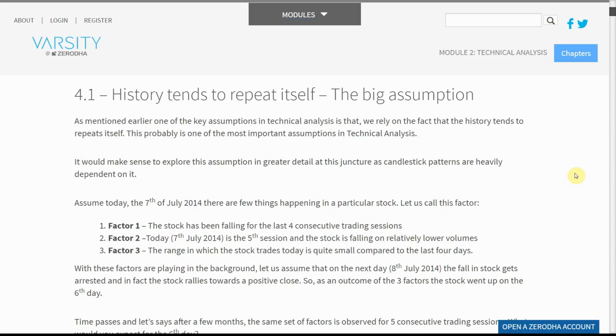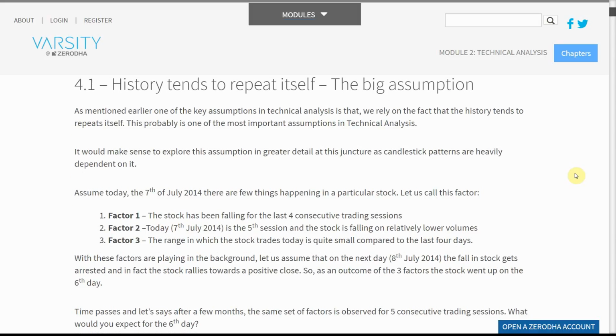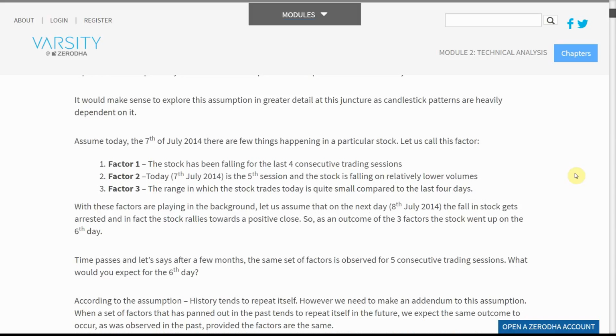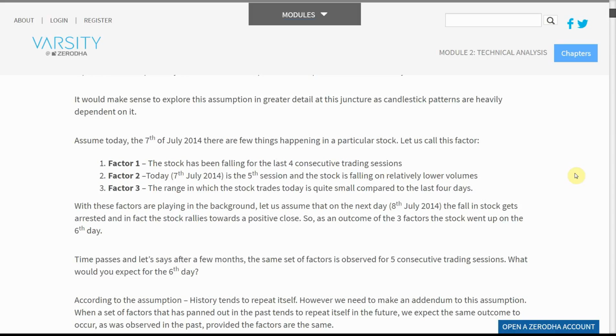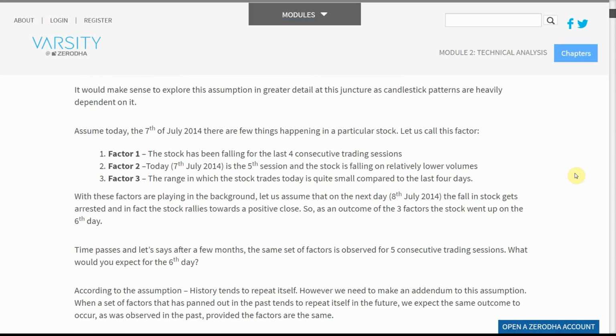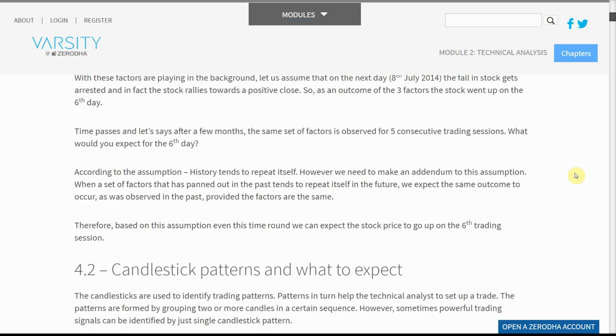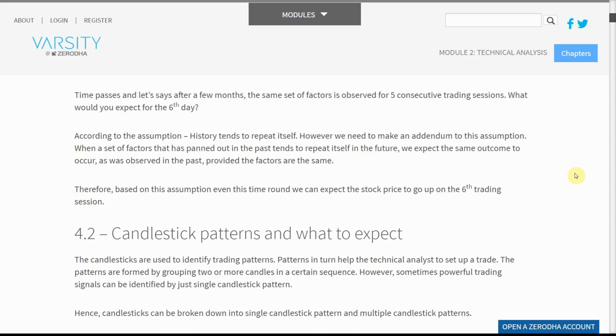With these factors playing in the background, let us assume that on the next day, the 8th of July 2014, the fall in the stock gets arrested and in fact the stock rallies towards a positive close. So, as an outcome of the 3 factors, the stock went up on the 6th day. Time passes and let's say after a few months, the same set of factors is observed for 5 consecutive trading sessions. What would you expect for the 6th day?